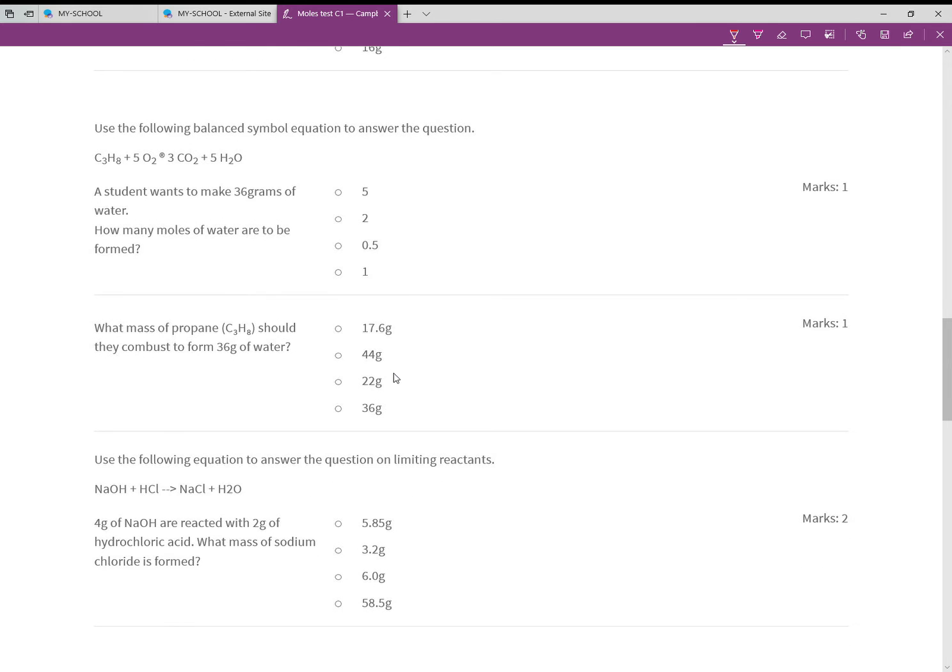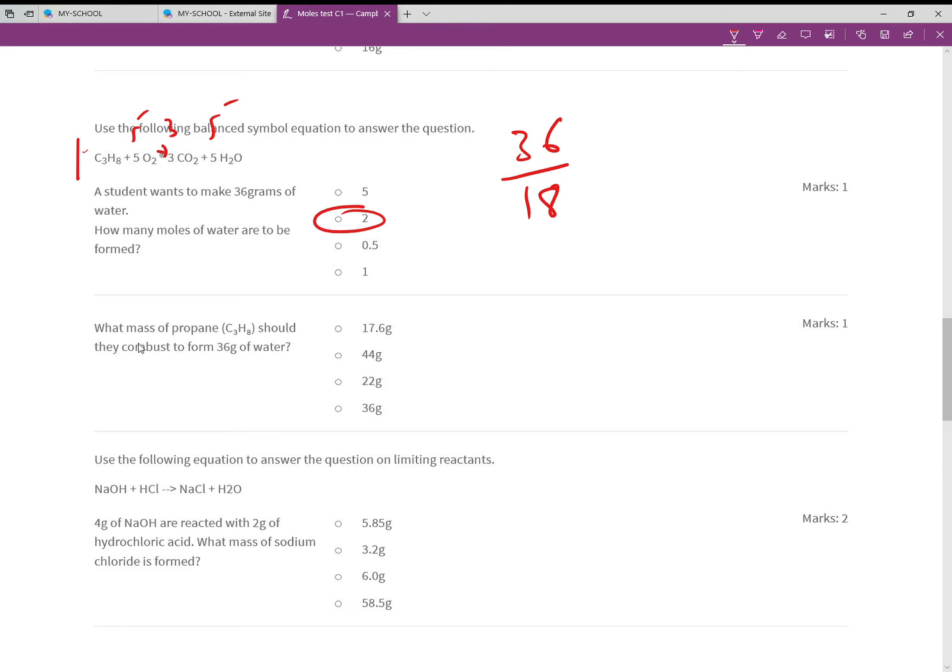Okay, use the following balanced symbol equation. And again, boys, first thing I look for here is 1 to 5 to 3 to 5. So a student wants to make 36 grams of water. How many moles of water is that? Well, that's very easy. 36 over the RFM of water, which is 18.